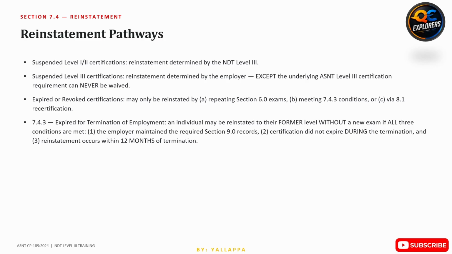This requirement is fundamental because employer certification for Level 3 personnel depends upon maintaining the underlying ASNT credential. Even if the employer wishes to reinstate the individual, it cannot ignore or bypass this prerequisite. If the ASNT Level III certification has expired, reinstatement under Section 7.4 is not possible until that qualification has first been restored. This preserves the integrity of the employer certification program and ensures continued compliance with CP-189. The next topic addresses expired or revoked certifications, which require a more rigorous approach.